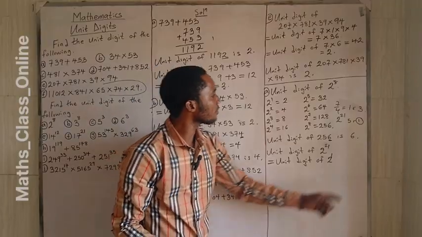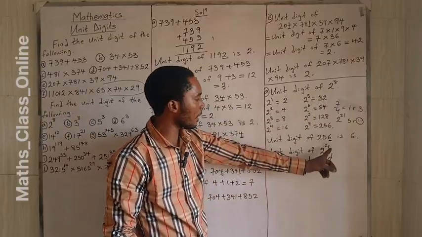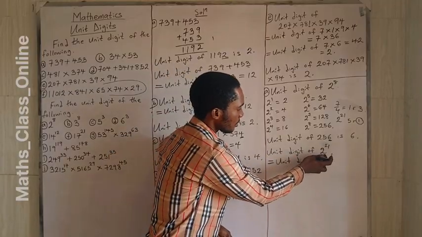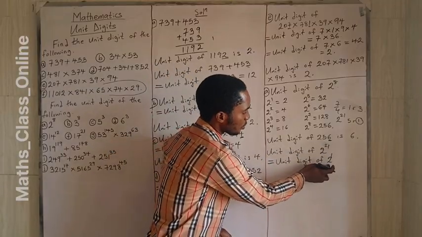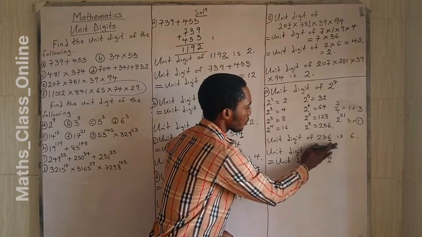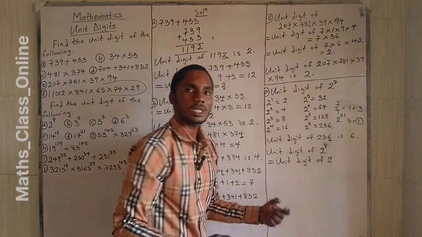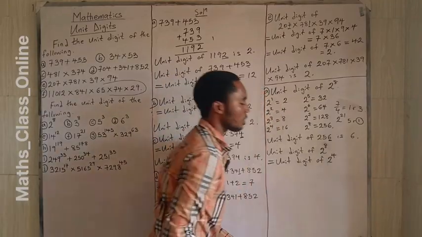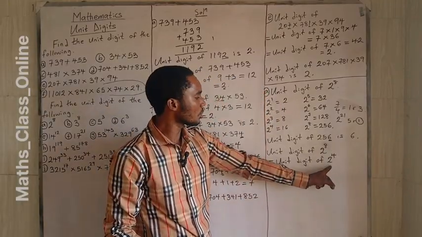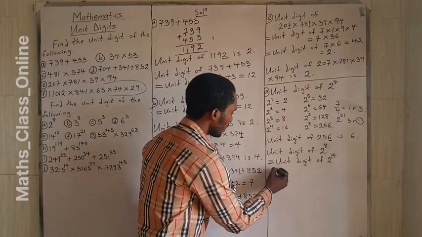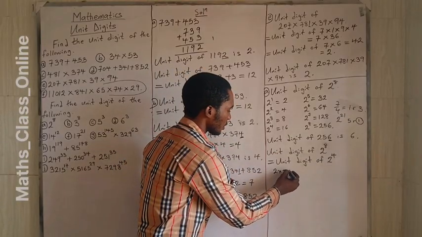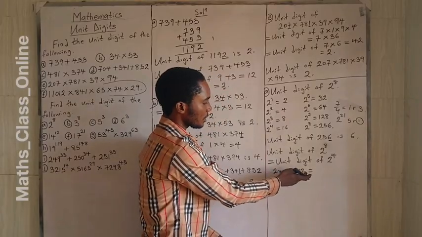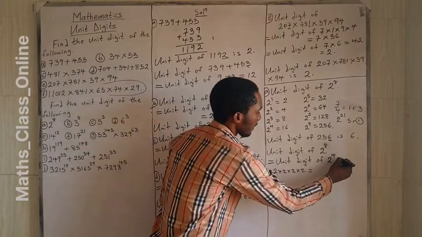But anytime 4 divides the power without any remainder, that means the unit digit of that number will be the unit digit of 2 raised to the power of 4. As what we have here, 2 raised to the power of 8. 4 can divide 8 without any remainder. So it will be the same as the unit digit of 2 raised to the power of 4. Now, what is 2 raised to the power of 4? 2 times 2 times 2 times 2. 2 times 2, 4, times 2, 8, times 2, that is 16.